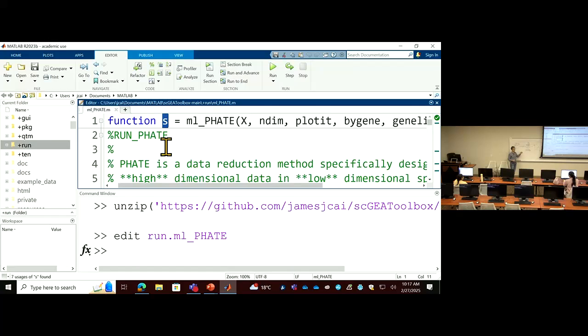Is that clear? So it's the same as a t-SNE. You can replace this with a t-SNE or UMAP. They're all the same kind of dimension reduction, okay?